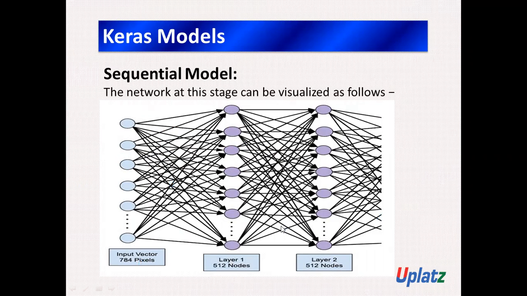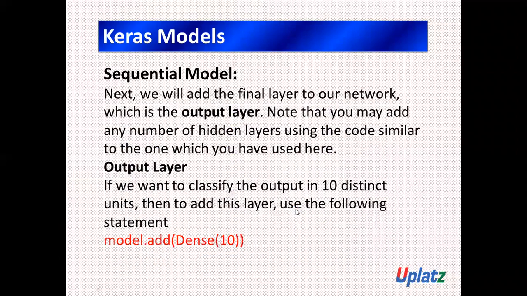Okay, the input layer and the hidden layer. Now let's see the next thing. Next, we will add the final layer to our network, which is the output layer. So we are done with the input layer, the first layer, and then we have added the hidden layer. Now we need to add the final layer to our network, which is the output layer.